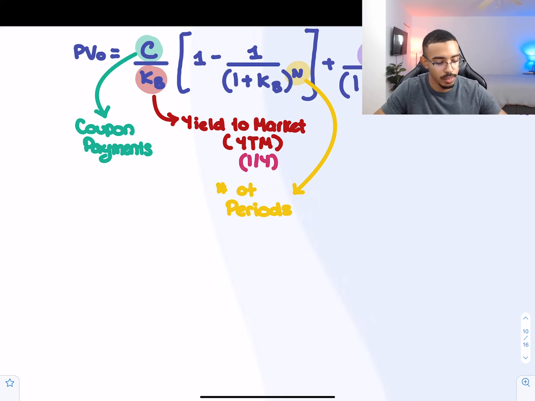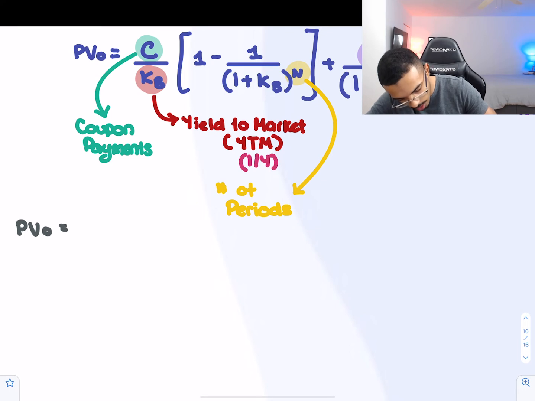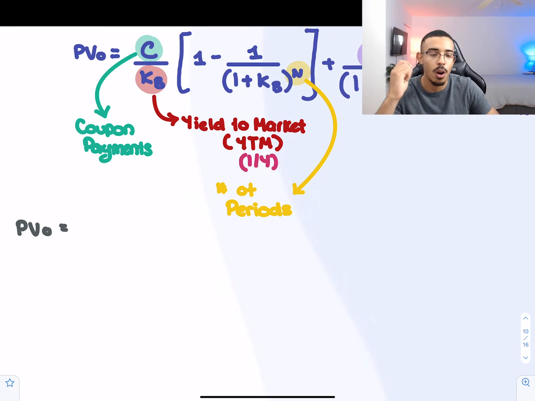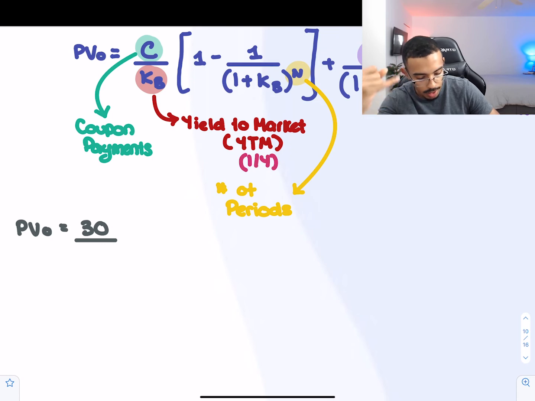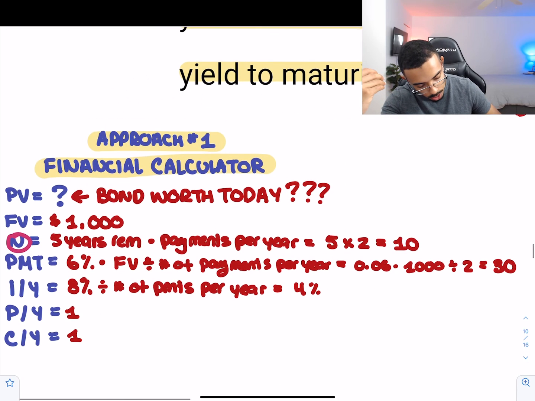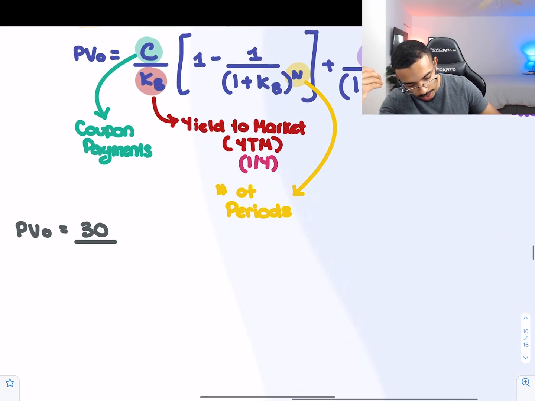One thing I didn't mention, although it's fairly obvious, F is equal to face value. Okay? So present value, PV, is equal to our coupon payment. Remember, our coupon payment is equal to the following. It's equal to 30. All right. We're going to put that over our yield to market. Now remember, our yield to market has to be divided by 2. It's the same value we've applied right here.